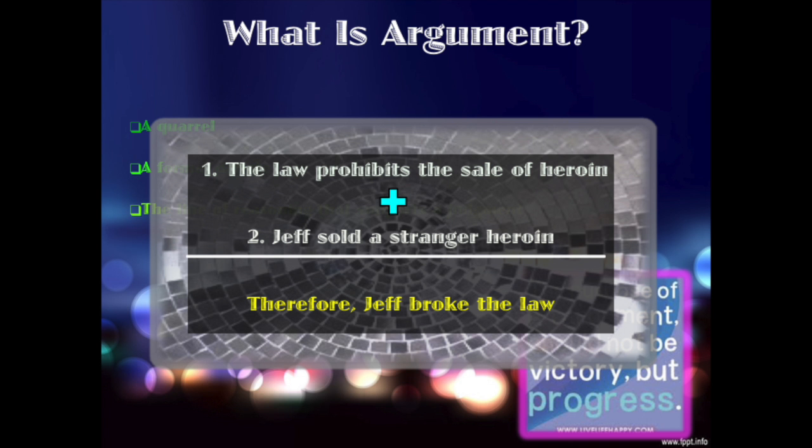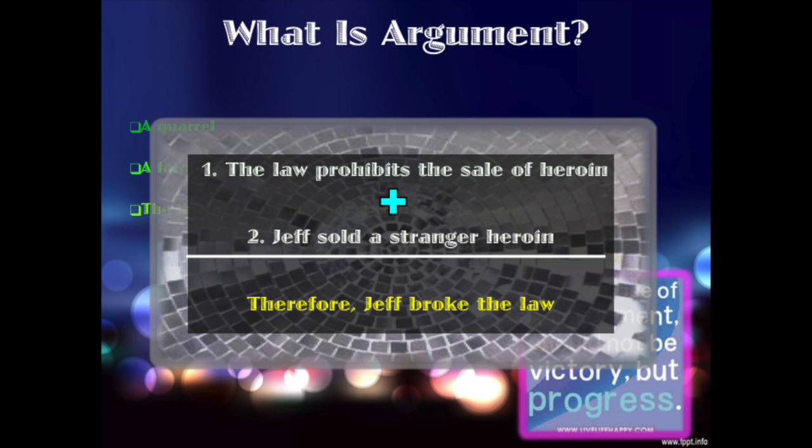Okay, so we want to think of an argument as a verbal equation, like math, but without numbers. So if you look at the slide here, you can see that this is similar to an equation, but without numbers. Instead of numbers, we have words. So the same way that many numbers can equal one sum, like 4 plus 1 can equal 5, or 5 plus 0 can equal 5, or 2 plus 3 can equal 5, many premises can equal one conclusion.